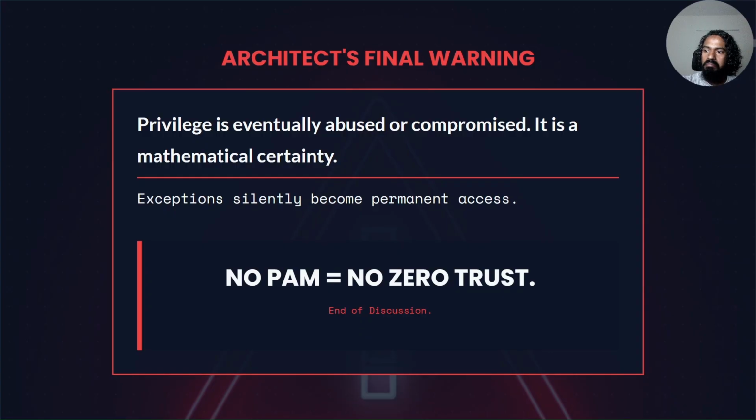And our usual architect's warning. Here's the pattern seen in almost every breach investigation. Attackers don't stay normal users for long. They escalate privilege. Once privileged access is compromised, detection becomes harder and recovery becomes painful. So architecturally, zero trust cannot exist without controlling privilege. If privileged access is permanent, security becomes assumption and is not controlled, right? So that's privileged access management from an architectural perspective.